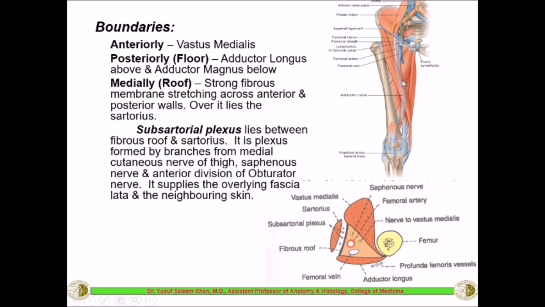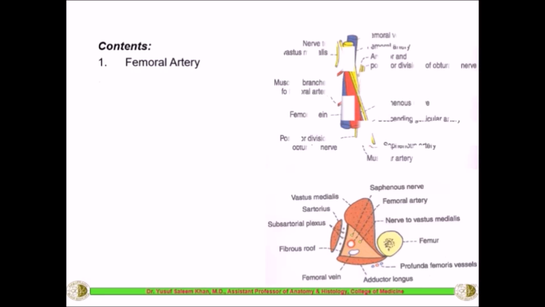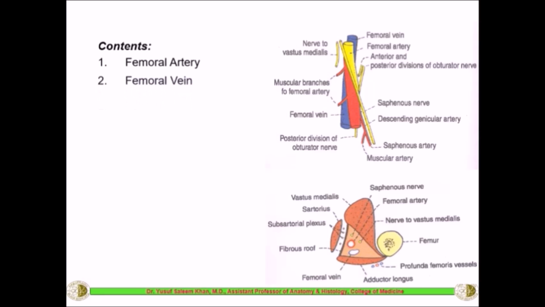Here again you can see the adductor canal, which connects the femoral triangle with the popliteal fossa below through the adductor hiatus. So what are the contents of this adductor canal? One is the femoral artery, the second is the femoral vein. You can see in this picture the femoral artery in the cross section, and this is the femoral vein. Here you can see the femoral artery, and behind that is the femoral vein.